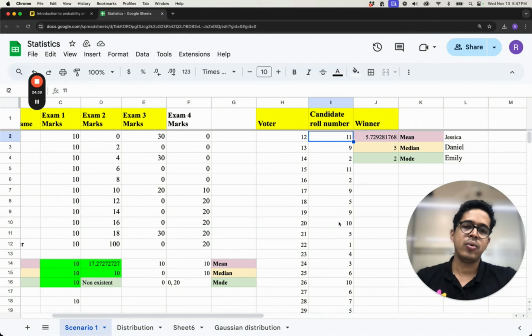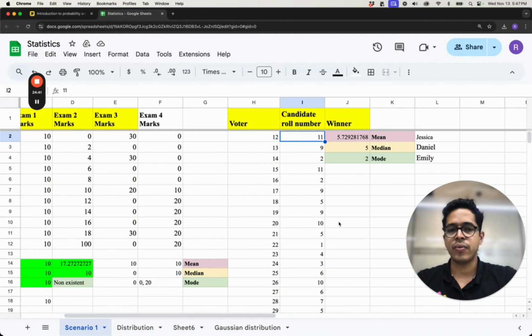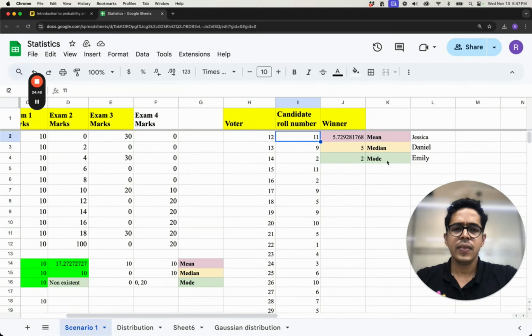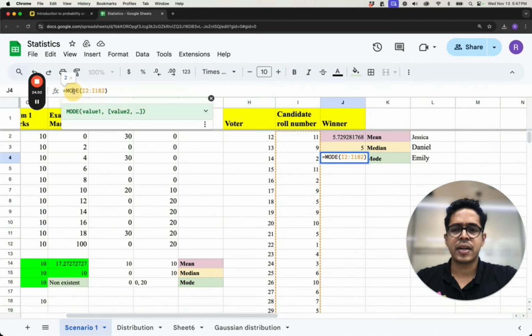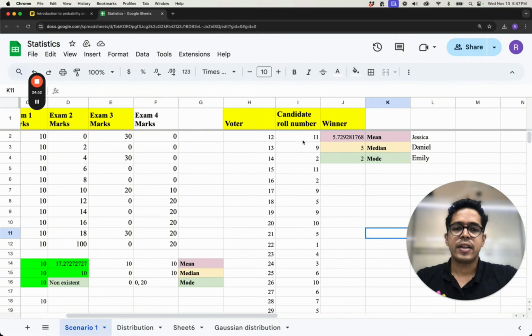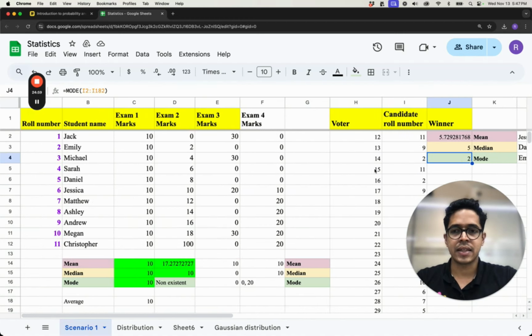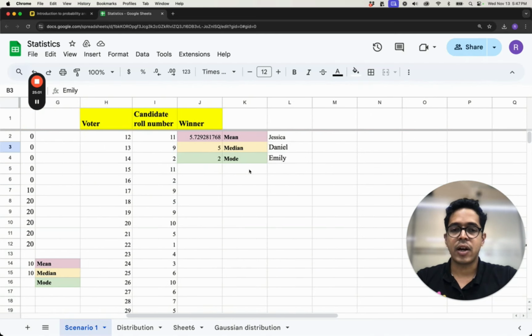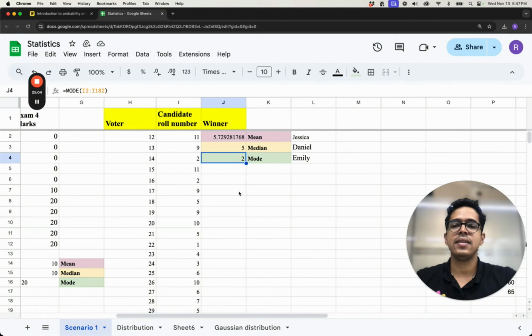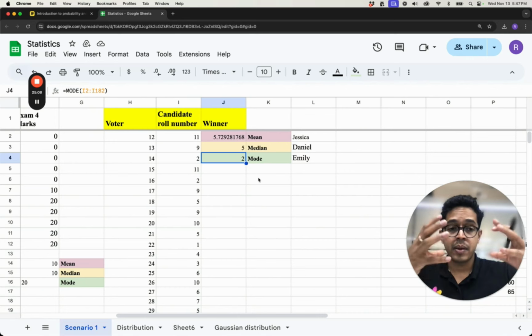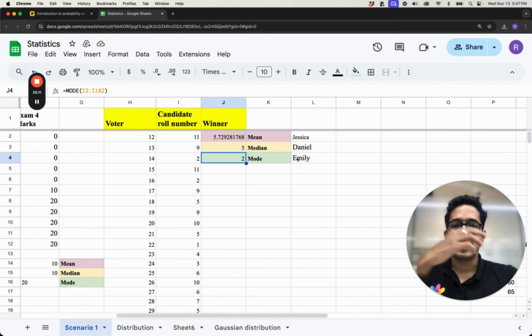Usually in an election, whoever got the maximum number of votes is the winner, right? So here, if we calculate the mode of this distribution, I have already calculated it. There is a function called mode on Excel. We can calculate the mode of this distribution, and it comes out to be 2. So whoever has roll number 2 is the winner of this election. That is Emily. So if mode was taken as the measure for success in an election, meaning the maximum number of occurrences, then Emily is the winner.